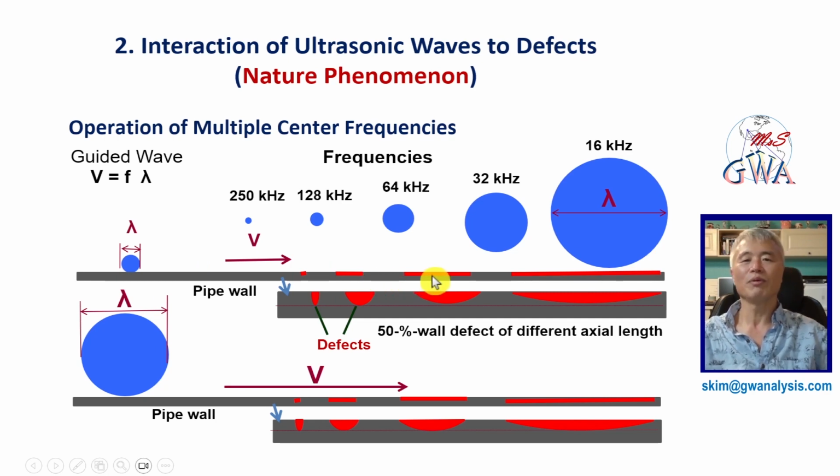If the ball loses momentum of propagation, it is detected as a reflected wave in the guided wave testing. The key point is that the reflected signal changes depending on the relationship of ball diameter and axial length of defect, even though all defects have a 50% wall loss.